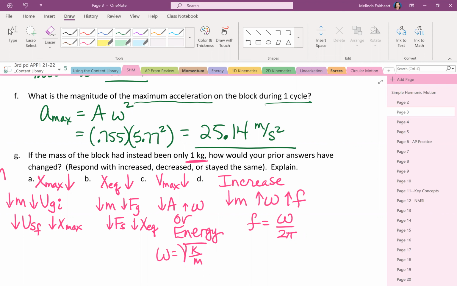Questions before we move on to page 4? Yes, little f, frequency.